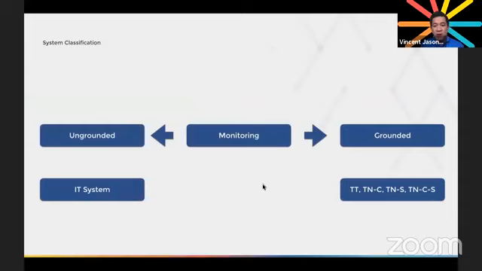Now, we will be talking about two things. One is the ungrounded system and the other one is the grounded system. Now, over here, the IT, that's not information technology, it's actually called isolated Terra. Isolated is how it's connected, and Terra is the ground. So you have on the grounded system, Terra Terra, Terra neutral, coupled Terra neutral, so on and so forth.